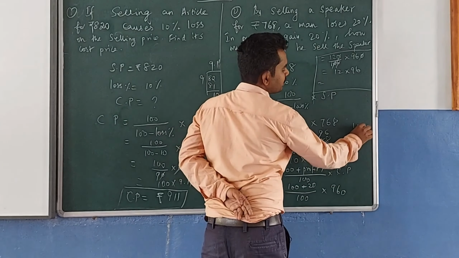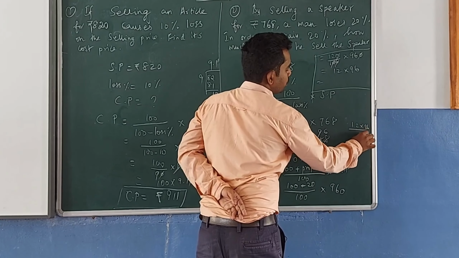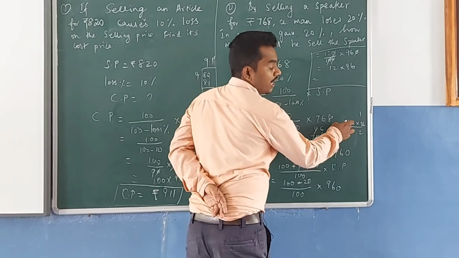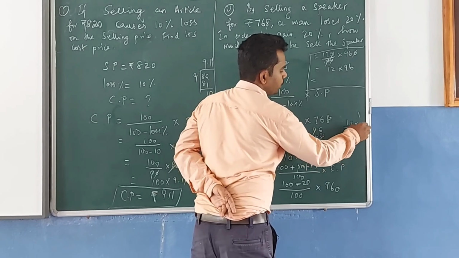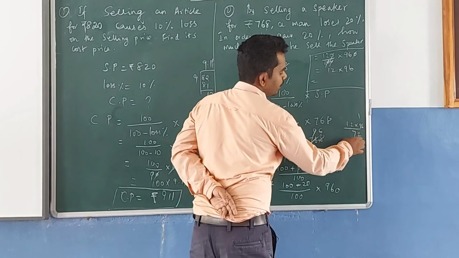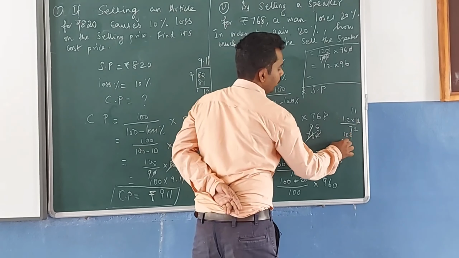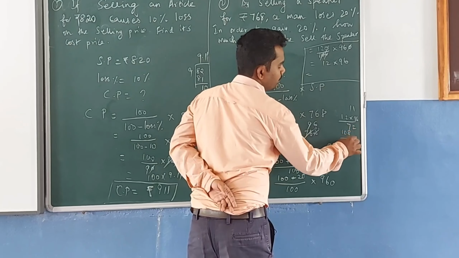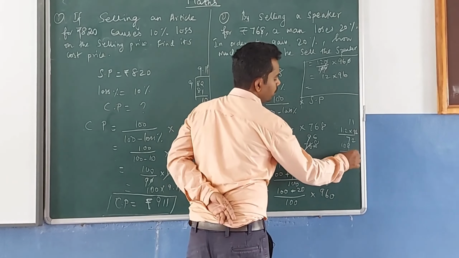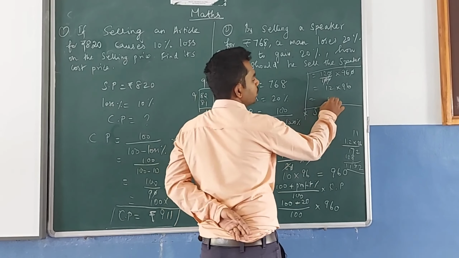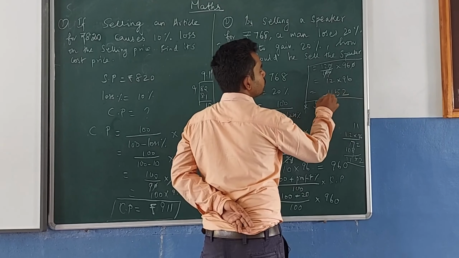Multiply 12 into 96. 6 2s are 12, 6 1s are 6, 6 plus 1, 72. Next 9 2s are 18, remainder 1, 9 1s are 9, 9 plus 1 10, 2, 7 plus 8 15, remainder 1, 1152.